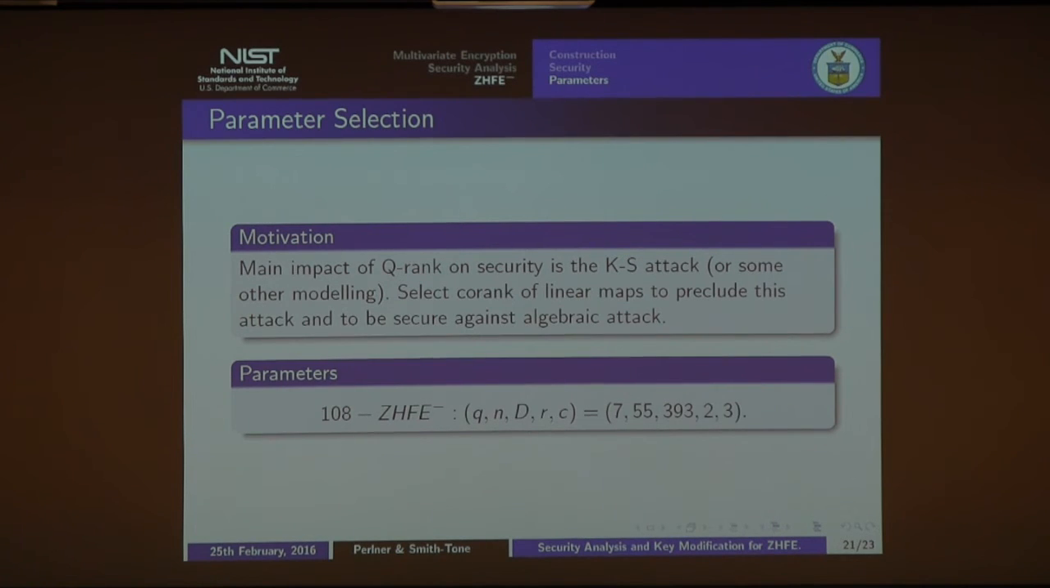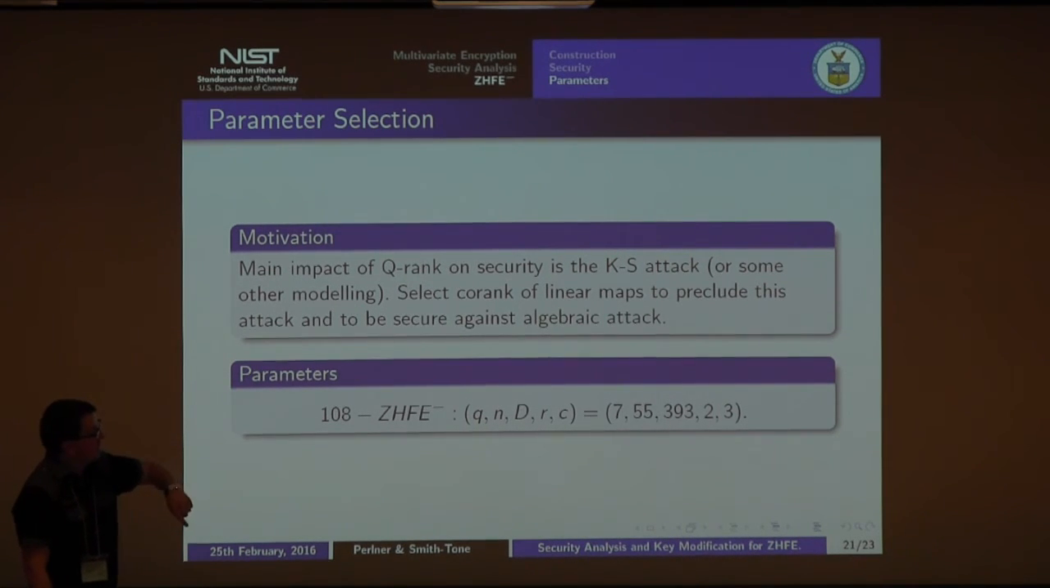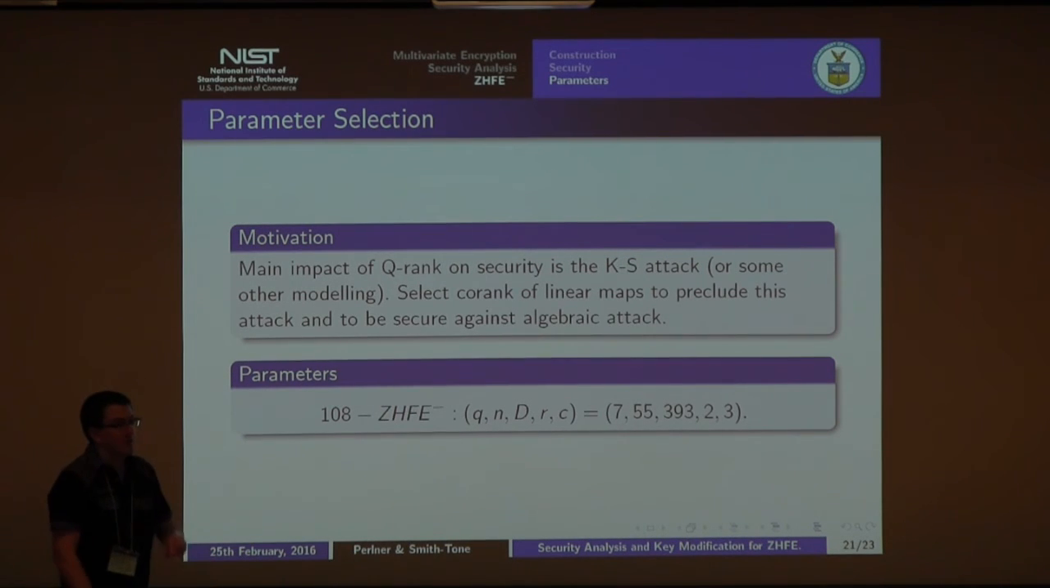But here, what are all these numbers? Q is the size of the base field, N is the degree of the extension, D is the degree of the polynomial, psi, R is the number of equations that we're removing, and C is the co-rank we insist that every one of the LIJs achieve.